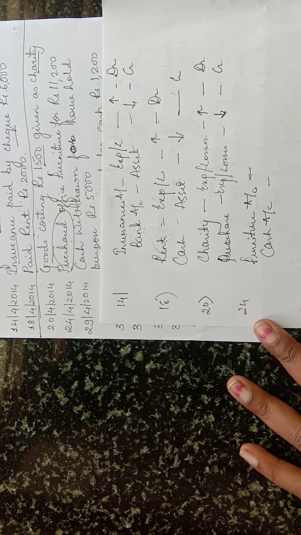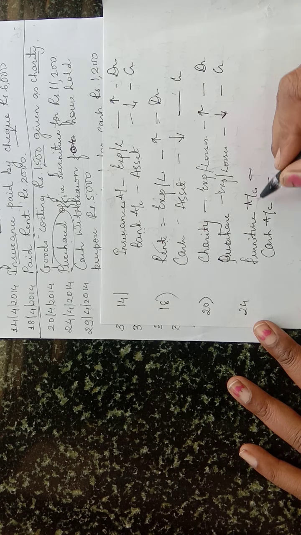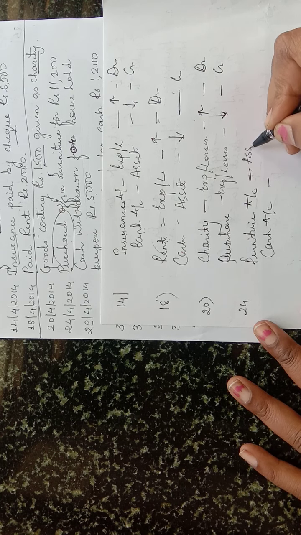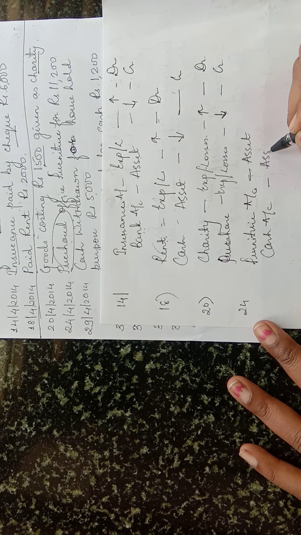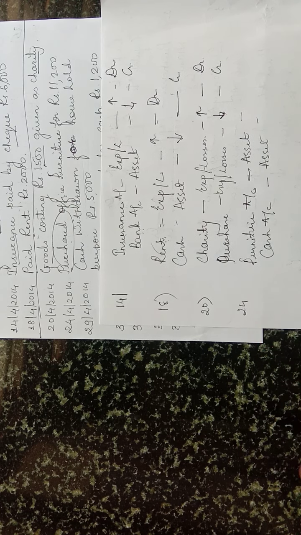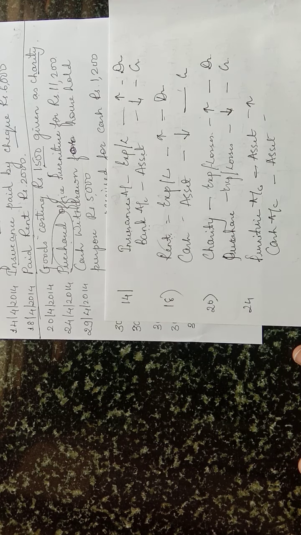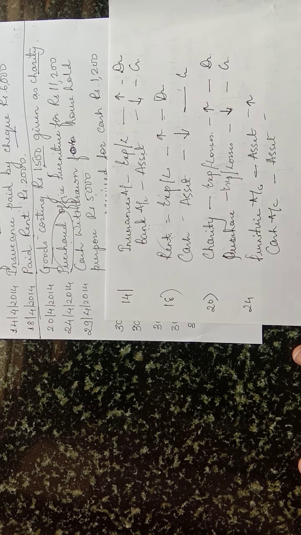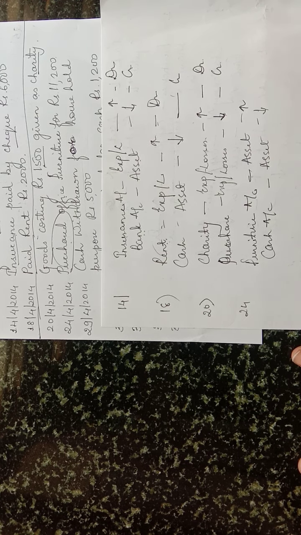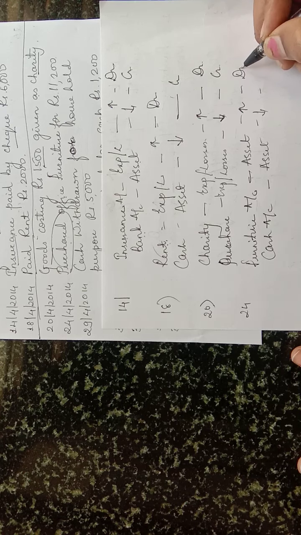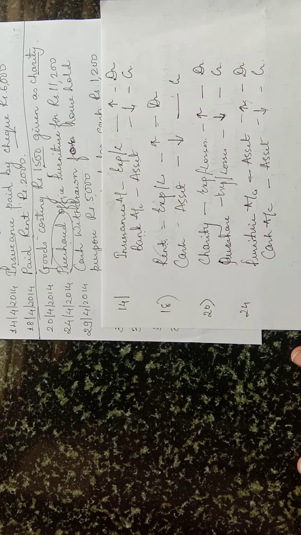If a name is given, then write the name. Furniture account is an asset, cash account is also an asset. Both are assets, so the same rule is applied here: debit increase in asset, credit decrease in asset. When you purchase the furniture, your assets are increased in the business, furniture is coming in. What is going out? Cash is going out, means your cash balance is decreased.